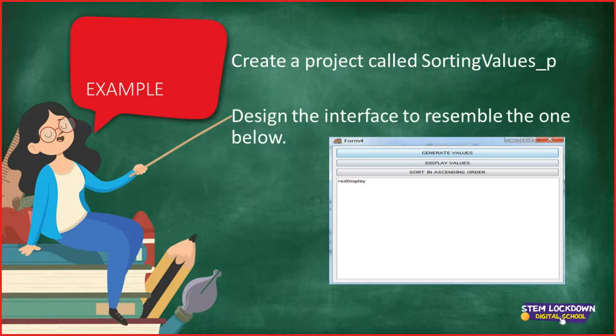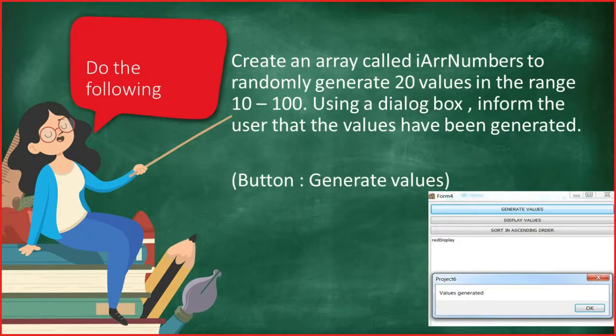So we're looking at this example, okay? I'm going to move ahead and we're going to look at what's required for us. So it says do the following, okay? Create an array called iArrayNumbers to randomly generate 20 values in the range 10 to 100.